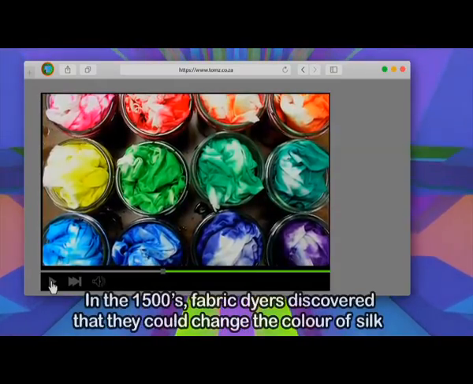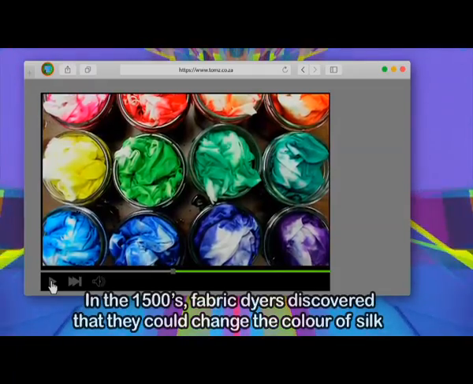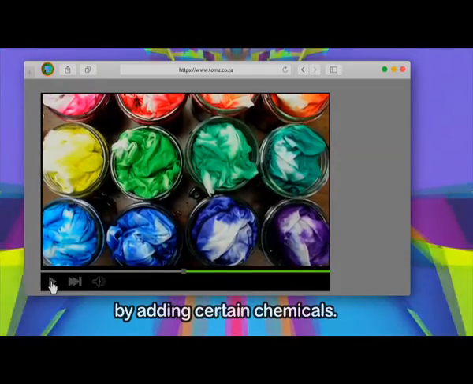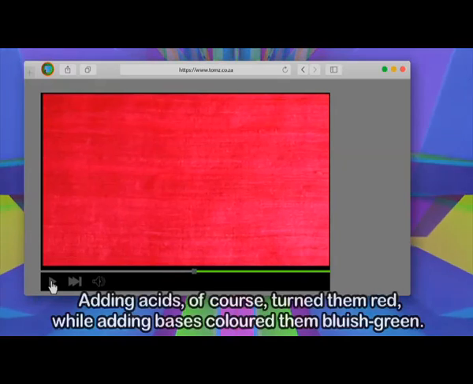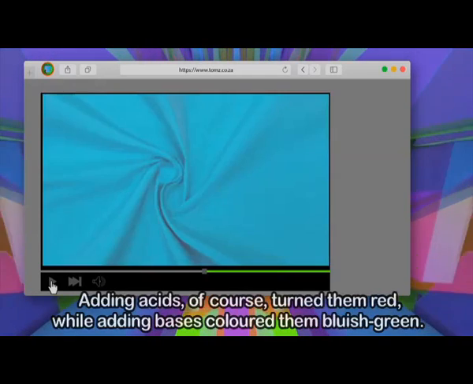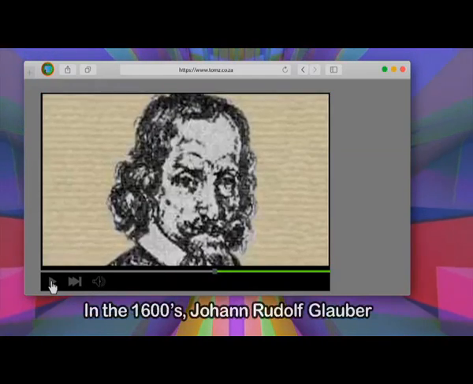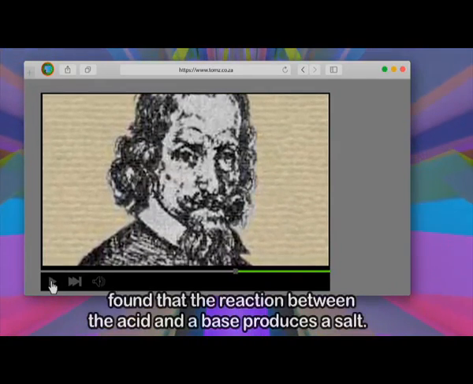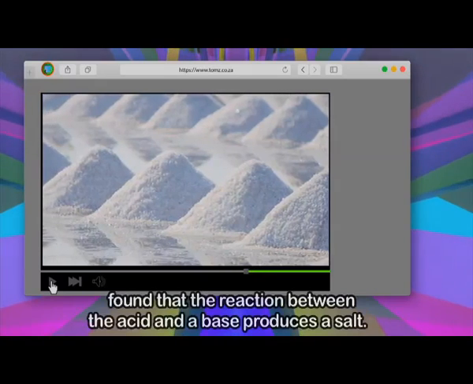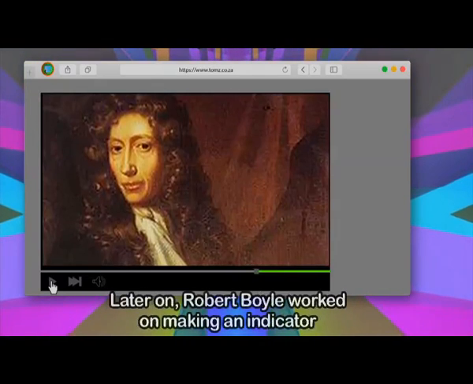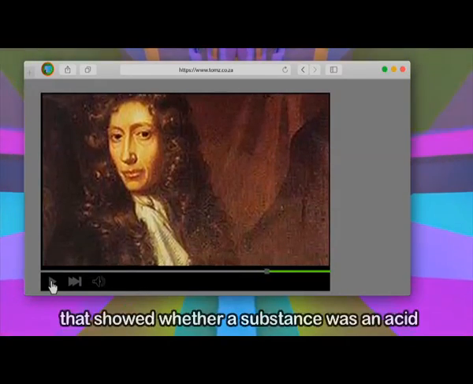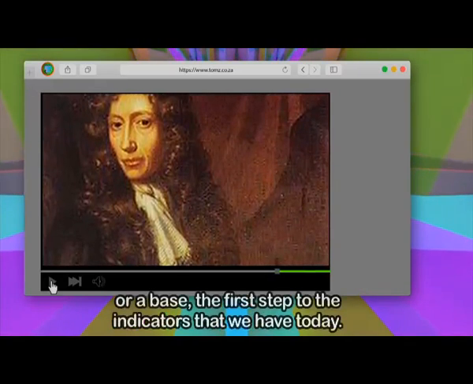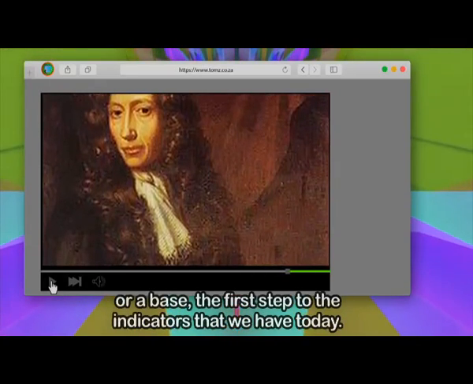Now in the 1500s, fabric dyers discovered that they could change the color of silk by adding certain chemicals. Adding acids of course turned them red, while adding bases colored them bluish green. In the 1600s, Johann Rudolf Glauber found that the reaction between the acid and the base produces a salt. Later on, Robert Boyle worked on making an indicator that showed whether a substance was an acid or a base, the first step to the indicators esinazo namhlanje.